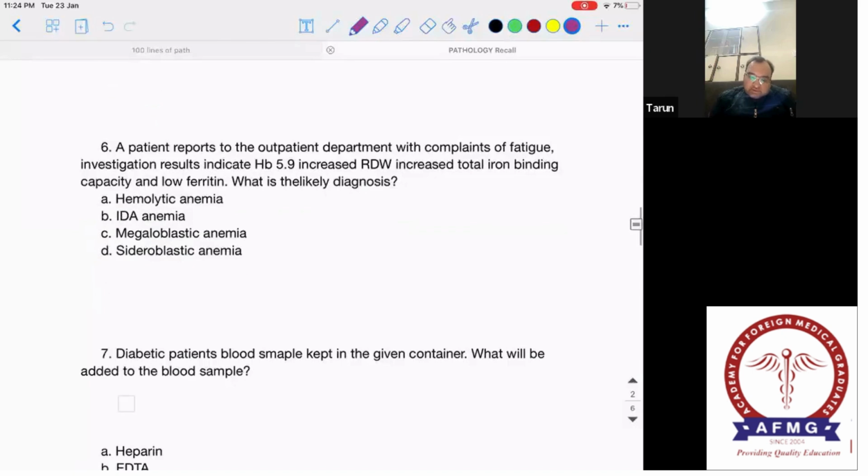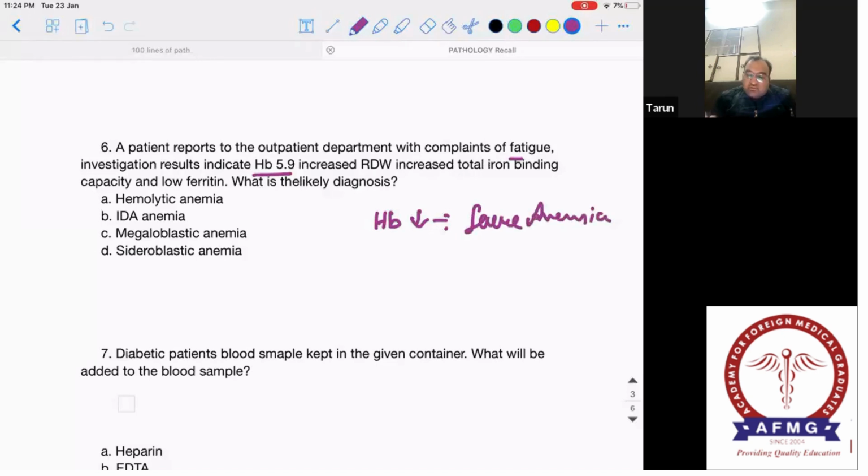The next question is related to hematology, and it's again a very simple question. If you remember my classroom teaching, then it is a very, very simple thing for you to solve. Okay, so a patient reports to the outpatient department with the complaints of fatigue, and investigations reveal that the hemoglobin is around 5.9. So it's an anemia. I told you that hemoglobin, if it is less than 12 gram per deciliter, should be considered as anemia, but here the hemoglobin is quite low, so it should be considered as a severe anemia. So the patient is having a severe anemia.